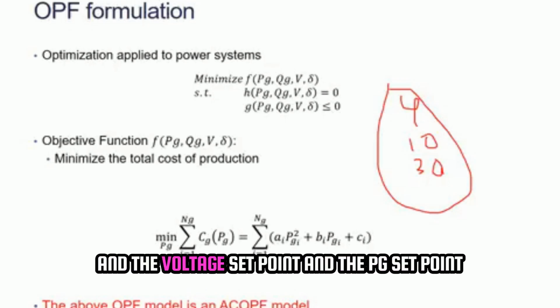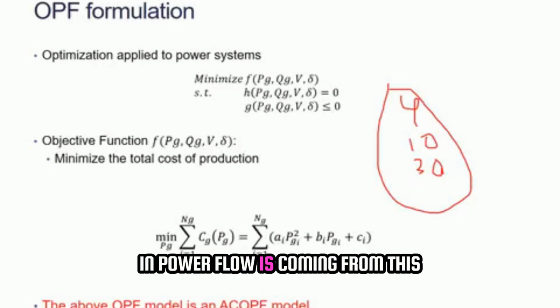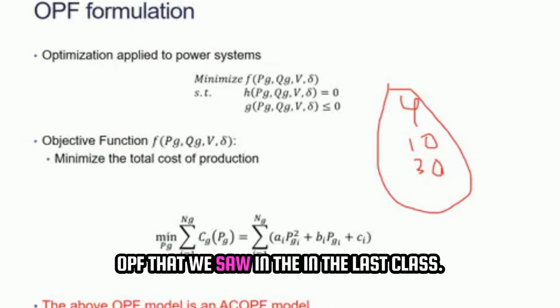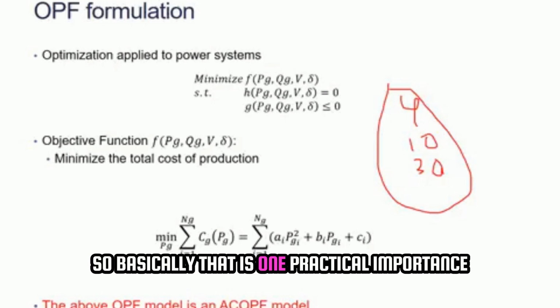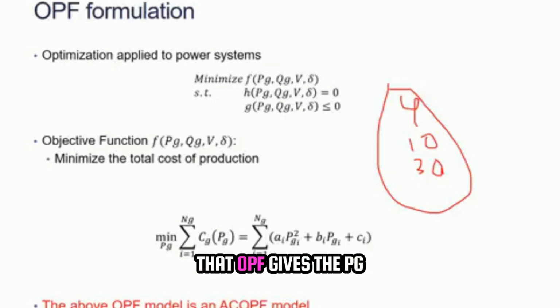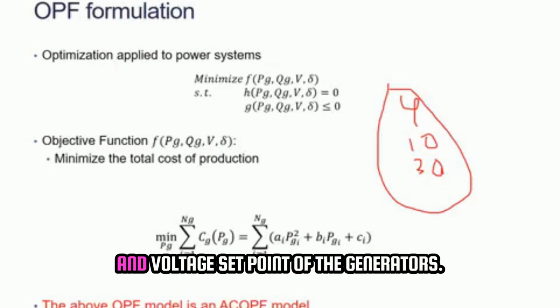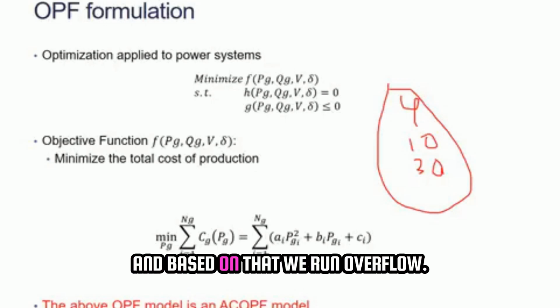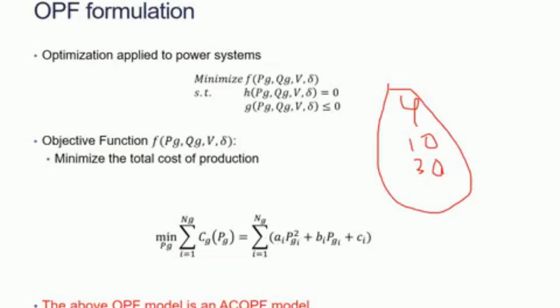And the voltage set point and the PG set point in power flow come from this OPF that we saw in the last class. So that is one practical importance: OPF gives the PG and voltage set points of the generators, and based on that we run power flow. Other importance?